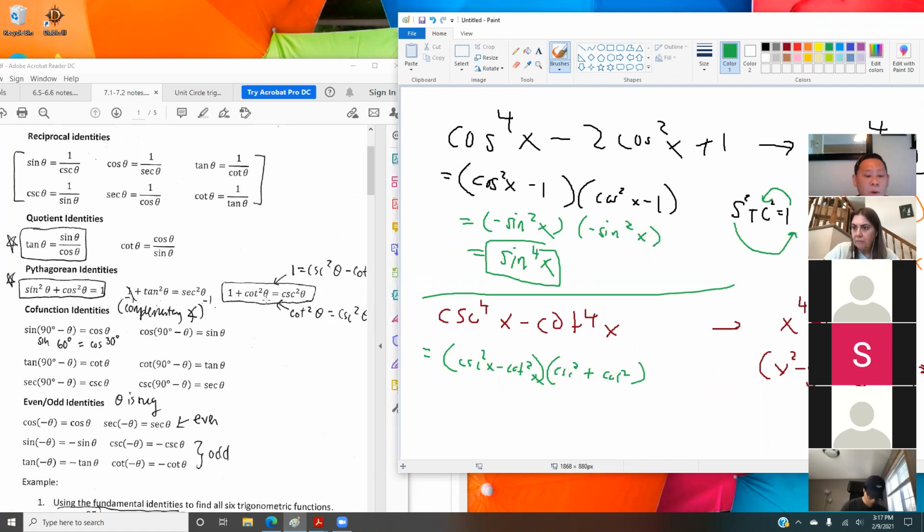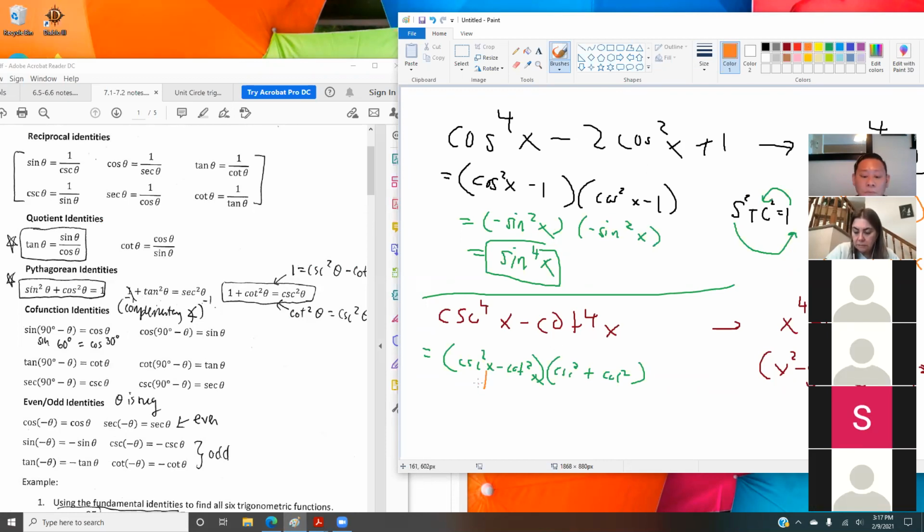So can someone tell me what is cosecant square x minus cotangent square x? Yes. So we just need to move your cotangent over there, right? So what is cosecant square x minus cotangent square x? You get exactly 1. Because if you move this over there, you get 1 equals cosecant square x minus cotangent square x.